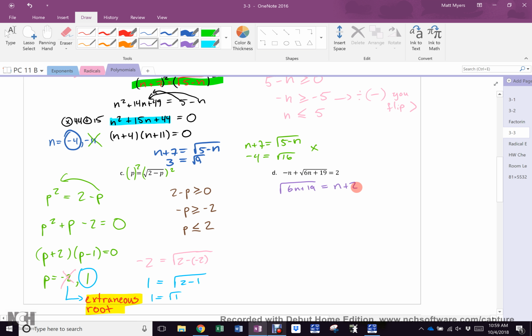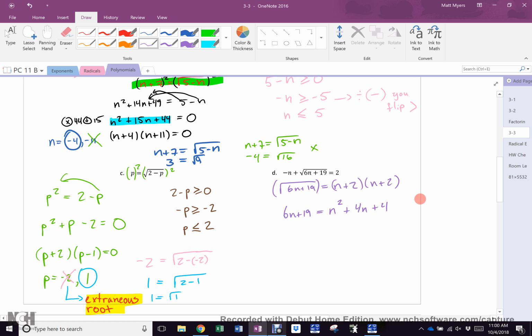Now, am I okay? Yeah. All right, what's my next move? Square both sides. Okay, let's do so. What do I get on the left? 6n plus 19. And what do I get on the right? 4 plus n squared. No. Oh, right. n squared plus 4n plus 4.